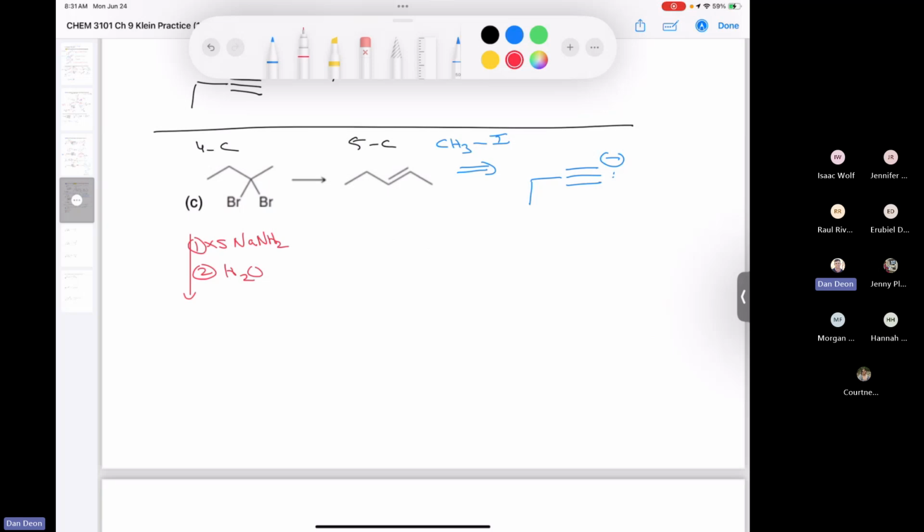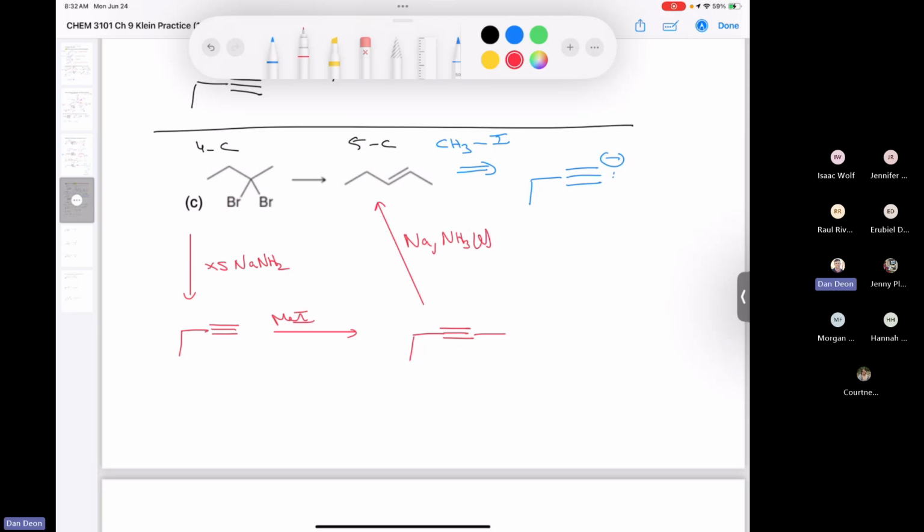And then instead of putting water in, or H3O plus, instead of adding water and then deprotonating again and then adding the iodomethane, after you treat it with excess sodium amide, you're actually going to have the carbanion like that. And so now you can just treat it with methyl iodide, and that's going to give you the 2-pentyne that you want. And then to reduce it to the trans alkene, we're going to use sodium metal reduction. And there you have it, my friends.